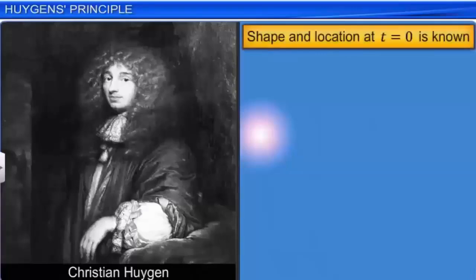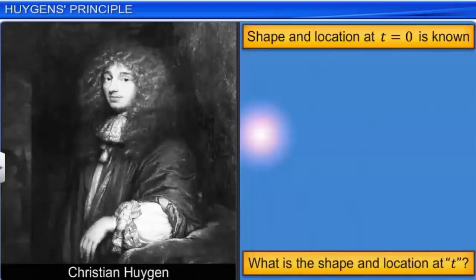Christian Huygens proposed a geometrical method known as the Huygens principle for finding the shape and location of a wave front at some instant from the knowledge of the shape and location of the same wave front at an earlier instance.